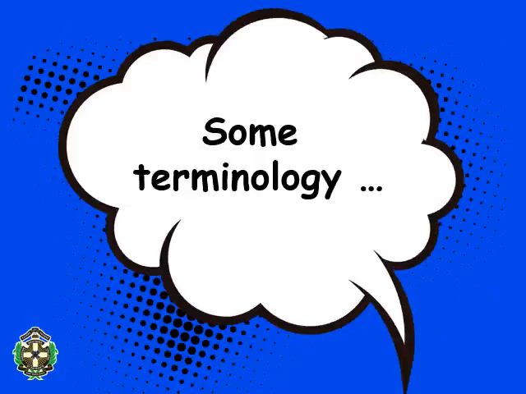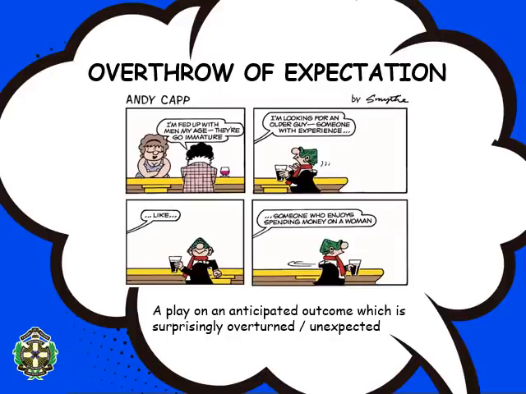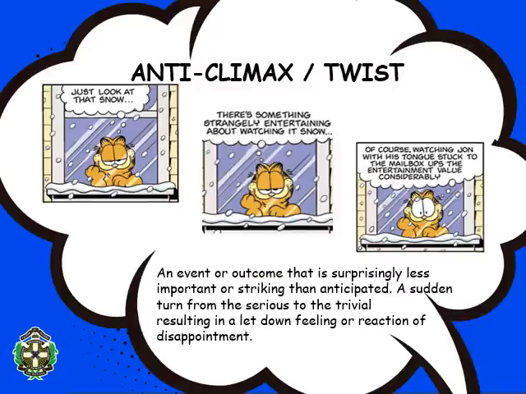Let's add to the terminology you already have for the study of cartoons. The unexpected ending in a cartoon is an overthrow of expectation. The traditional twist in the tale is often anticlimactic. Pause the video to engage with each example.